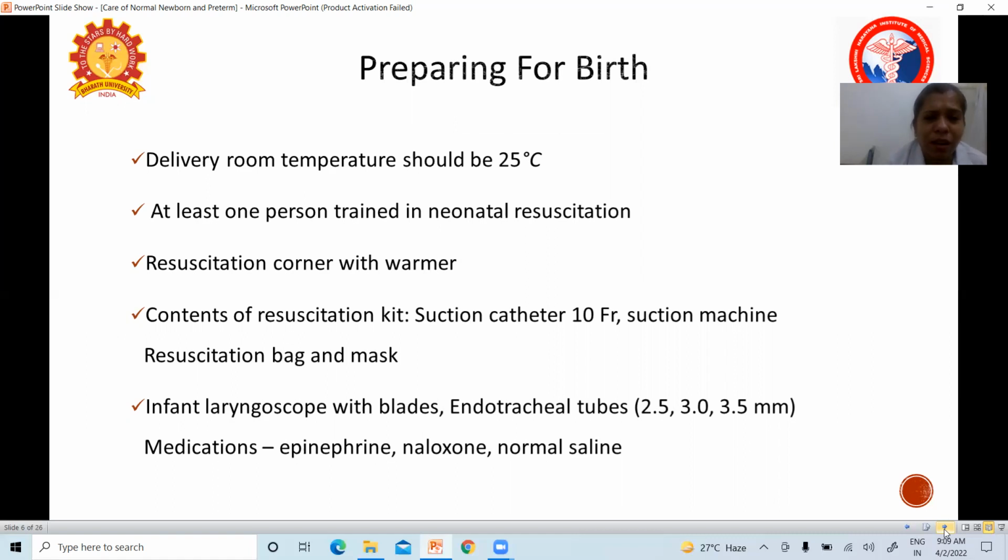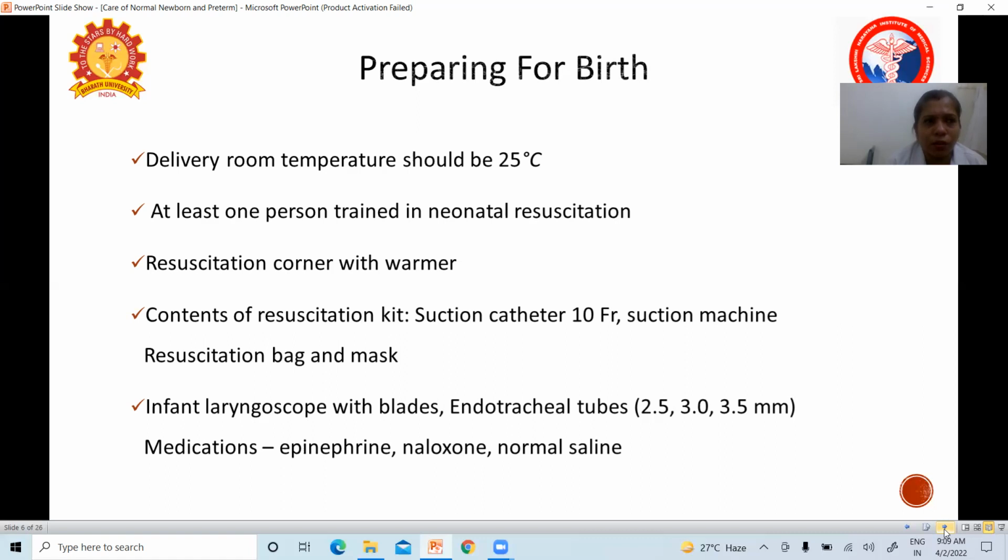those situations, we are expecting the baby might be compromised at some point and we might need two persons. So in those high risk conditions or in twin deliveries, a minimum of two persons are required. Otherwise, one person trained in neonatal resuscitation is sufficient.